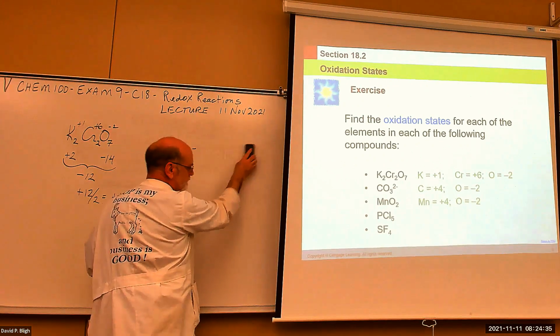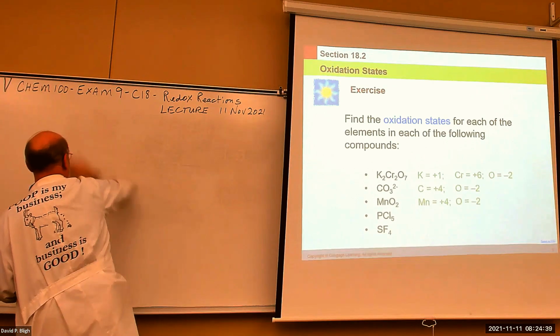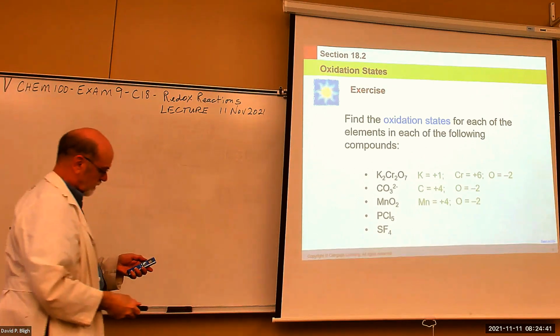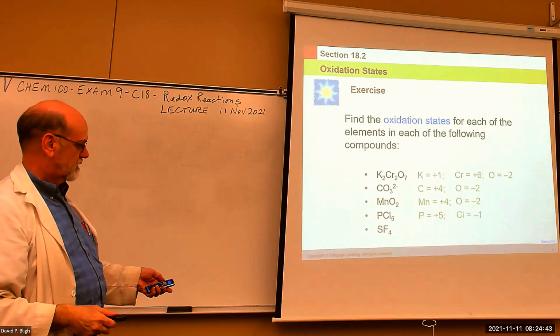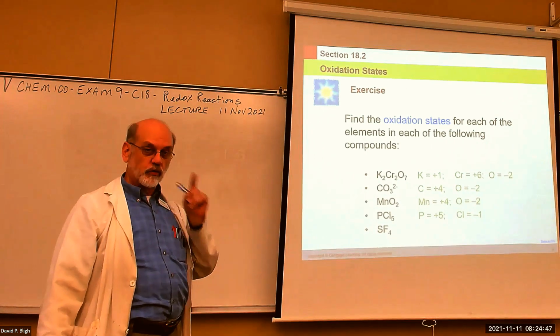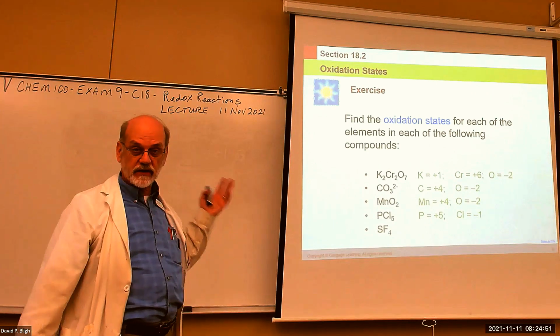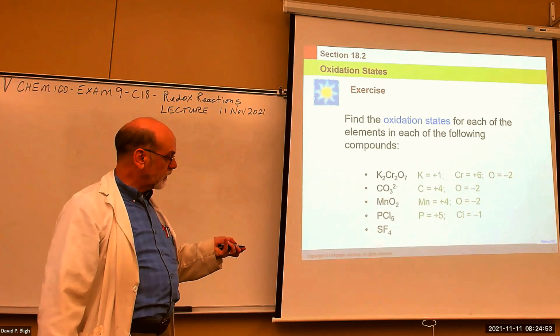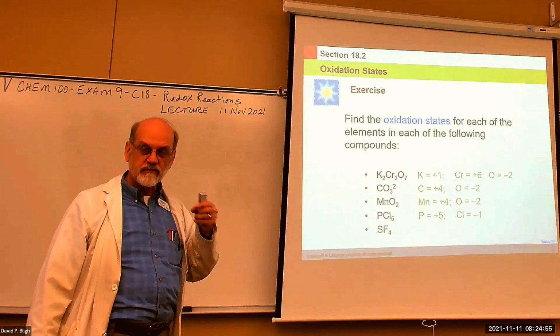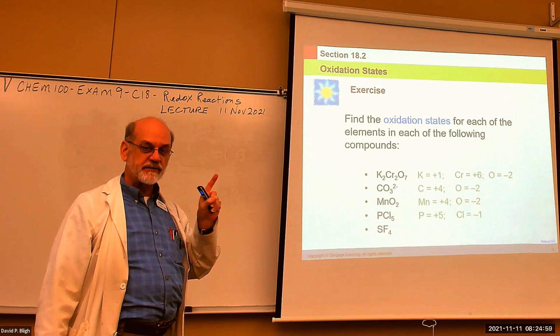Okay, let's see. We've got one more example. SF4. This one's easy. We have a rule for fluorine. Fluorine is always -1. So we can do this one without looking at the board. Fluorine is -1, so 4 of them are -4. That means one sulfur must be +4.